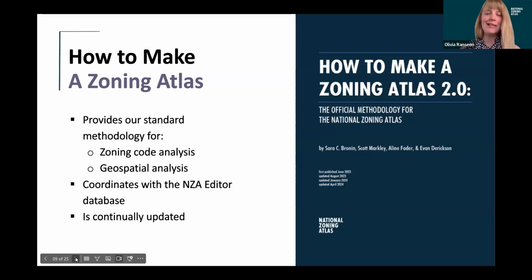And this document contains instructions for the atlas's two work streams. So both analyzing the code, that's what our analysts like myself and Devin work with, and then working with the mapping, the GIS data. And so this guide also provides instructions for how to input information into our backend online entry tool and database, the NCA editor. And it really creates consistency because we have a lot of collaborators on this effort. The leadership team regularly evaluates and updates this methodology, so it's constantly evolving as we learn from the myriad of zoning codes we dig into.